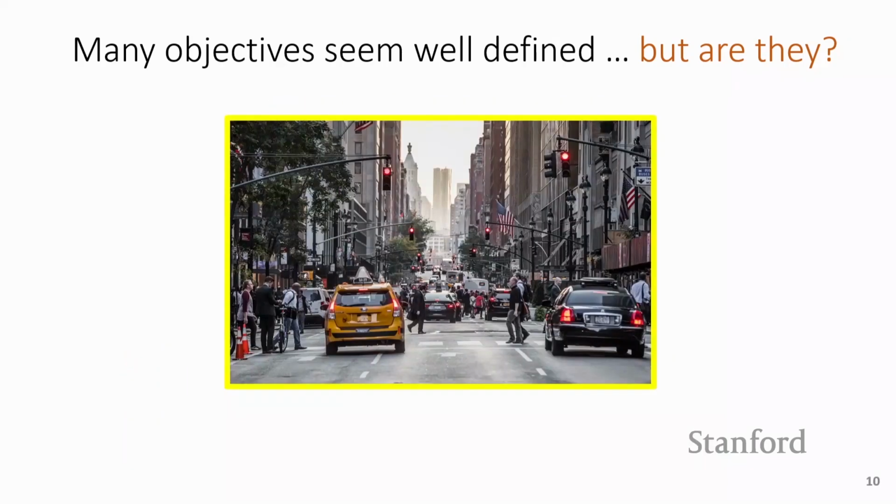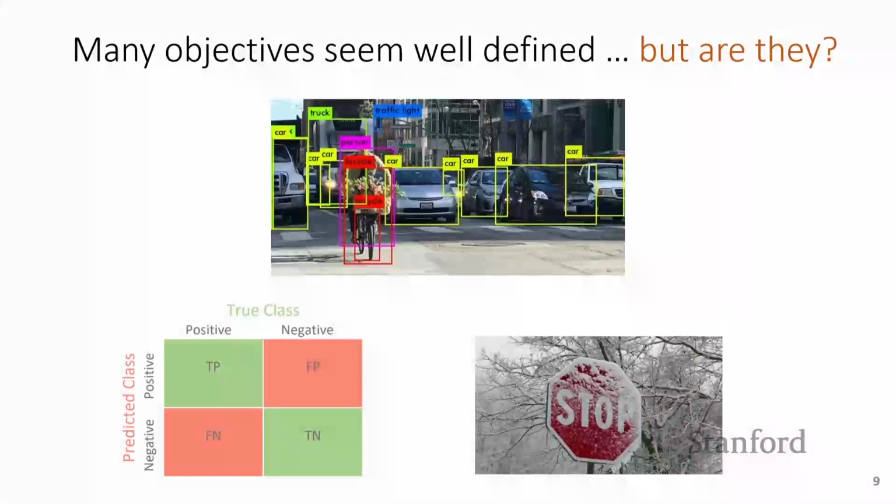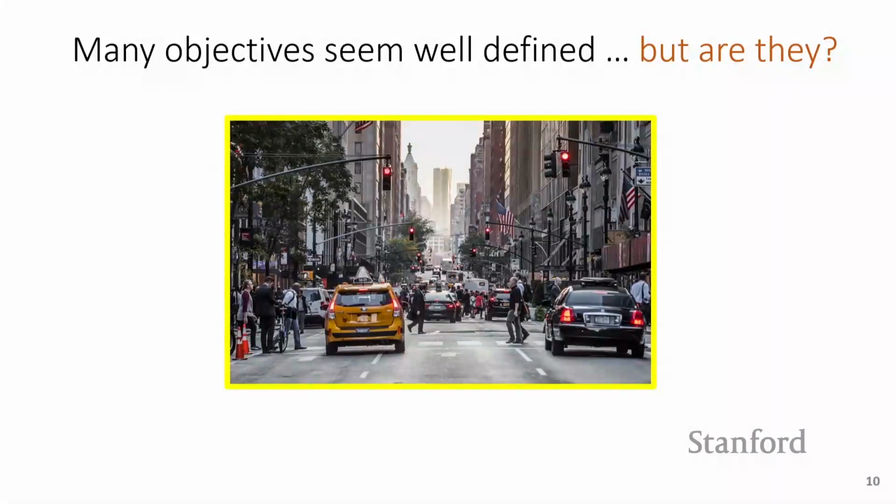And ideally, we don't want to just have systems that can recognize things in an image, but we want to have systems that can drive down busy streets in ways that are safe and efficient. And think about what kind of objective function we'd have to write down to get an AI system to do this. It's actually very challenging because of all the different trade-offs and factors involved.